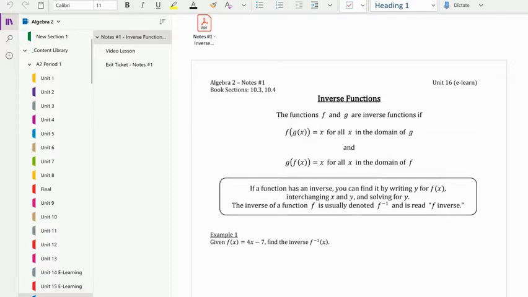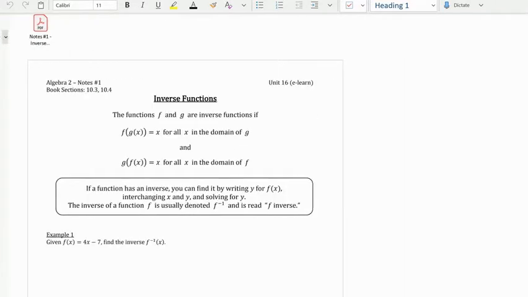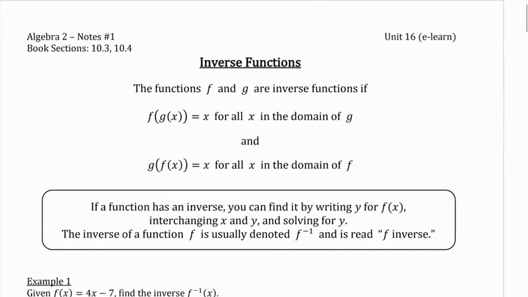The functions f and g are inverses if, and remember this notation, let's make this bigger, this notation f of g of x, we've talked about that before, if that equals x for all x in the domain of g, and if g of f of x equals x for all x in the domain of f, then f and g are inverse functions of each other. That's one way to define it, and we'll see how that works in a little bit.